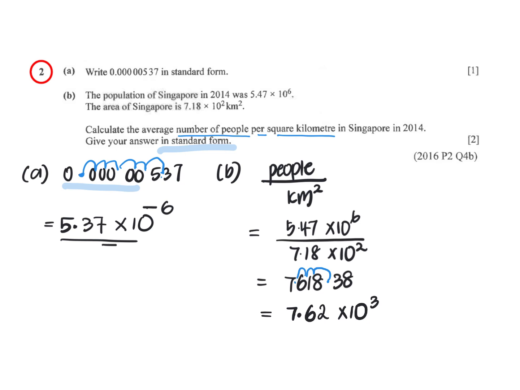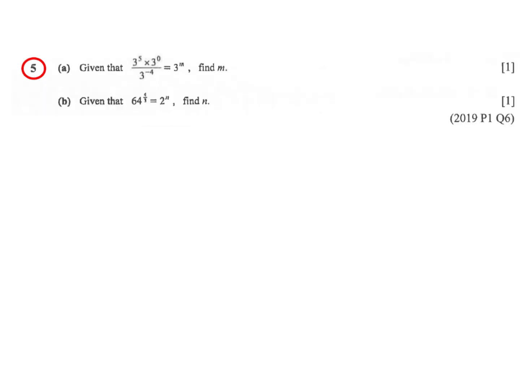7.62 times 10 to the power of 3 people per kilometer square. And I gave this answer correct to 3 significant figures. Have you gotten the answer? Now, next part of the question, we're going to simplify some of the basic algebraic formulas.